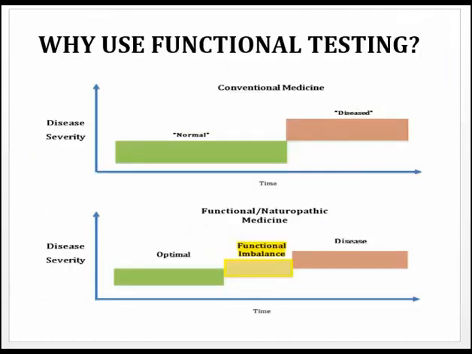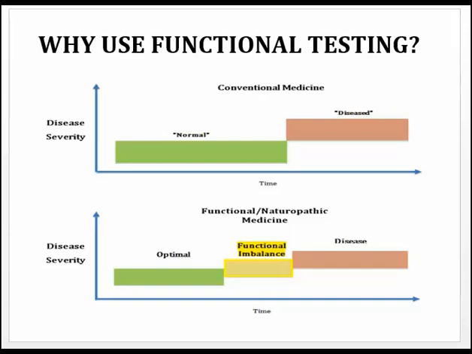And what we want to now look at is, why should we use what is referred to as functional testing? On the top, we have the x-axis, which is time, and y is disease severity. The conventional mindset is binary. It's black and white. You're normal, and then all of a sudden you wake up one day and you're diseased. It's just out of the blue. On the bottom, from a functional perspective, you have optimal levels, but then there are these shades of gray in between, where functional testing shines and it can pick them up before you get the disease.